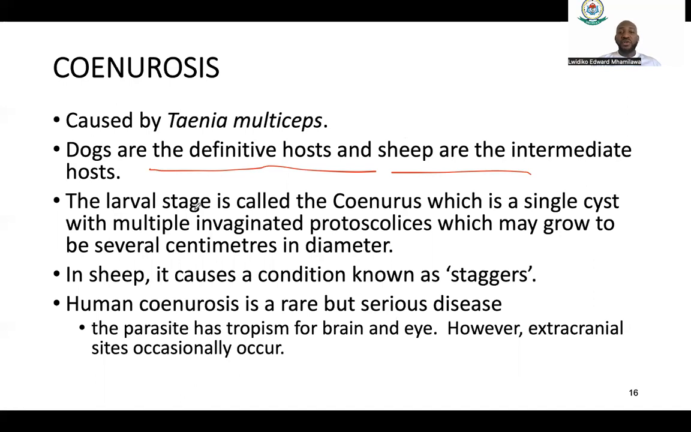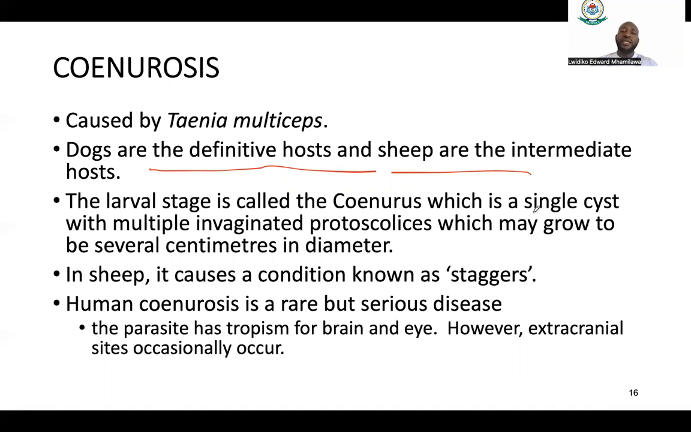And the larva stage is called coenurus, which is a single cyst with multiple invaginated protoscoleces. You're going to see an image shortly. They may go up to several centimeters in diameter. This is going to look like a cyst. And if it happens in sheep, for example, when they get infected in the brain, they cause a disease known as staggers. The sheep will not be able to walk very well, walking sideways and staggering and almost falling down. It's a very unpleasant experience.